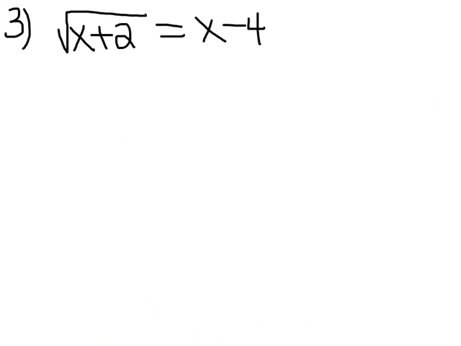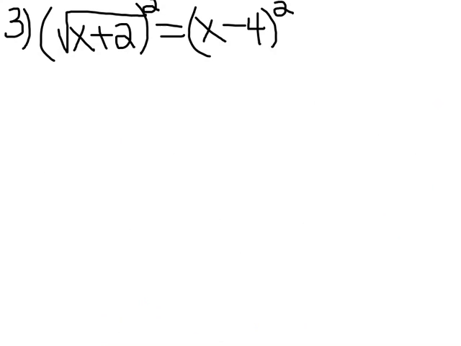In example 3, we'll be solving the equation radical x plus 2 equals x minus 4. We would always start by isolating our radical sign, but in this equation, radical x plus 2 is already by itself. So we can move on to squaring both sides.